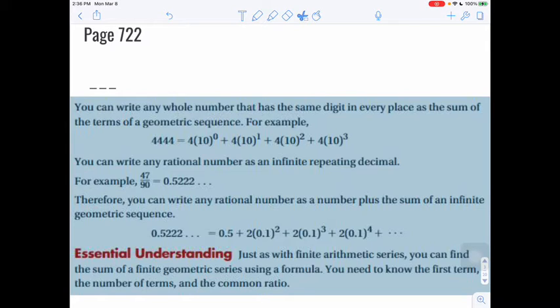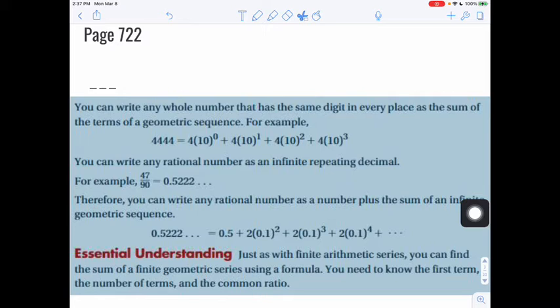4,444 is equal to 4 times 10 to the 0 power plus 4 times 10 to the first power plus 4 times 10 squared plus 4 times 10 cubed. You can write any rational number as an infinite repeating decimal. For example, 47 divided by 90 is equal to 0.5222, and so on. Therefore, you can write any rational number as a number plus the sum of an infinite geometric sequence. For example, 0.5222, and so on, is equal to 0.5 plus 2 times 0.1 squared plus 2 times 0.1 cubed plus 2 times 0.1 to the fourth, and so on.